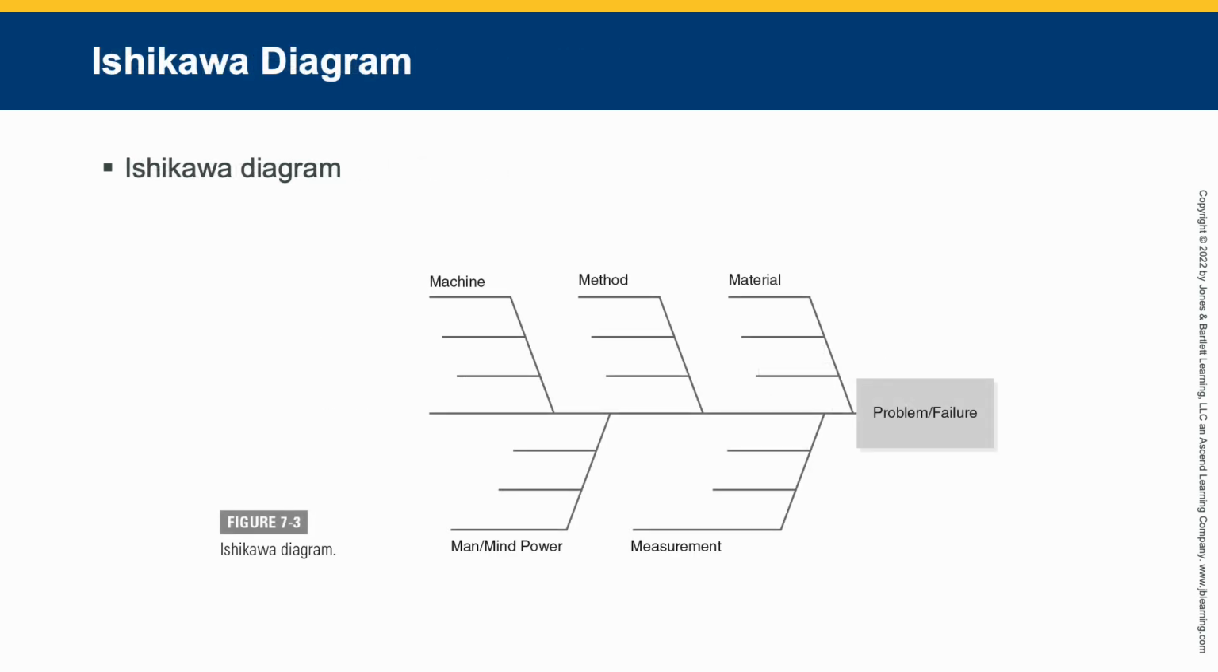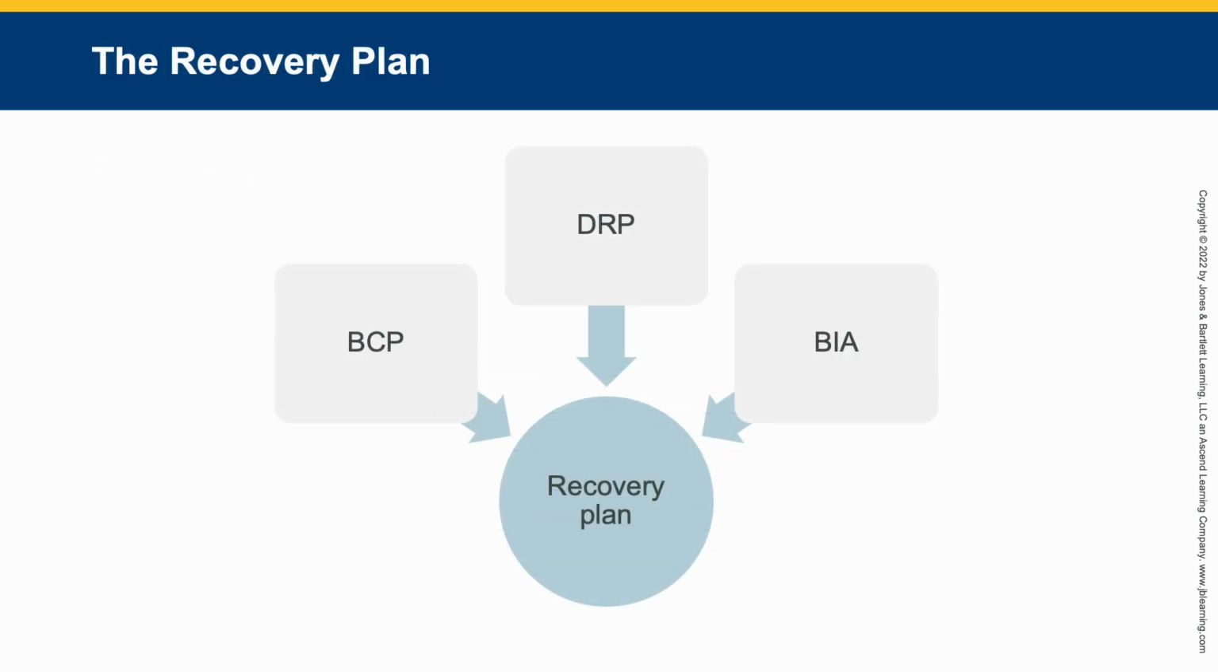The Ishikawa diagram: machine, method, material, problem, failures, man, mind, power, measurement. This is pretty much like a fishbone diagram that we have looked into in our software engineering arena. The recovery plan is technically the business continuity plan, disaster recovery planning, and the business incident actual finding. So what we do is a combination that brings us a recovery plan into effective utilization.